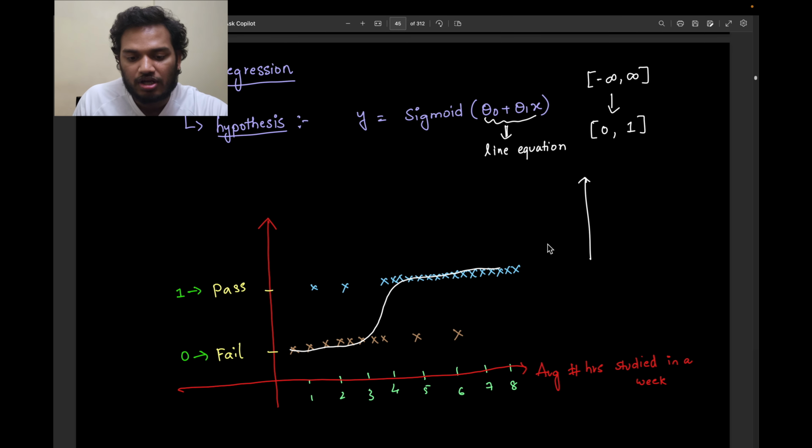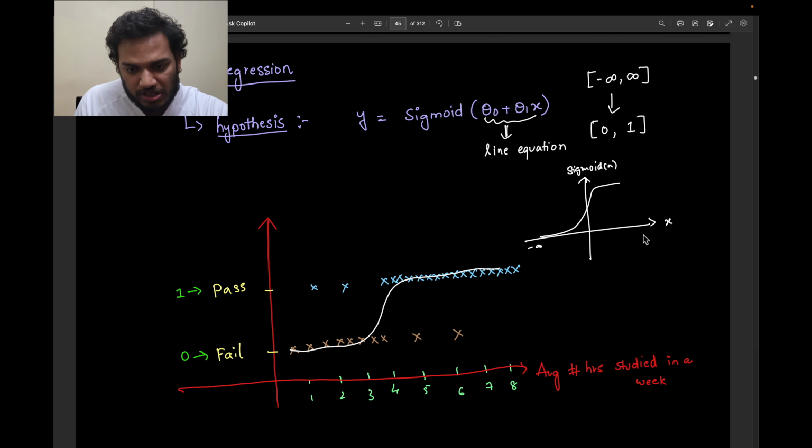How will the graph of sigmoid look? Let's say this is x and this is sigmoid of x. Then my graph will be adjusted like this. Here it is minus infinite and here it is plus infinite, and the maximum is 1 and the minimum is 0 on this y-axis. So my sigmoid function curve will look like that. And here also we are having such a kind of S-shaped curve.